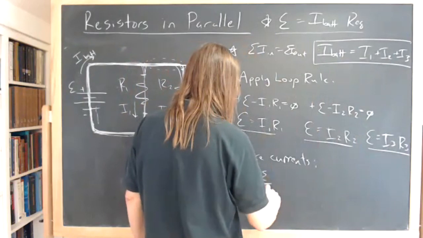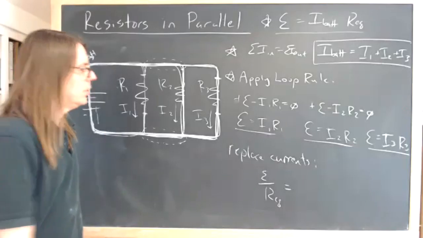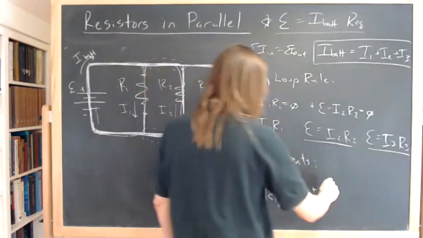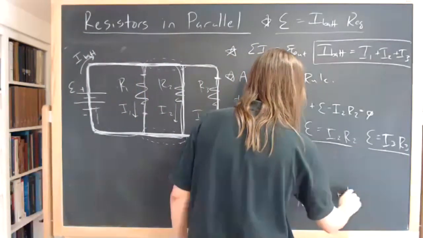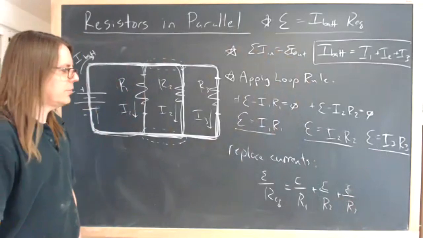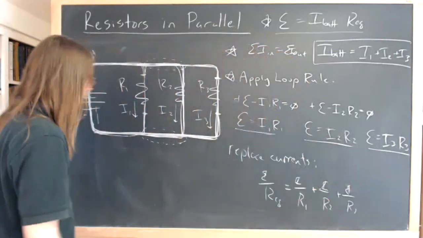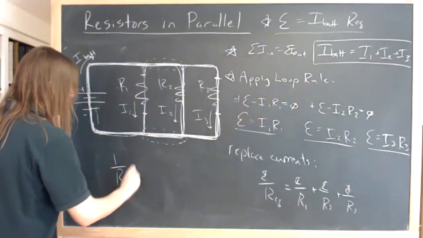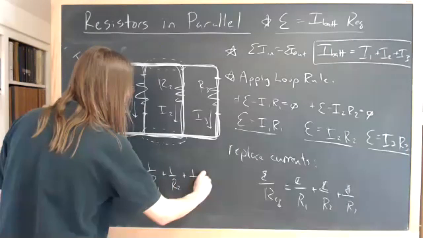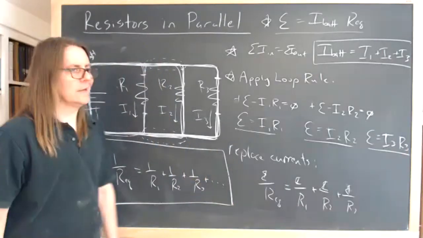I_BAT is EMF over R equivalent, that's the total current coming out. I1 is the EMF over R1, I2 is the EMF over R2, and I3 is the EMF over R3. And then you start to see the formula, perhaps you have seen before: cancel, cancel, cancel, they all have a 1 over them. And you get 1 over R equivalent is 1 over R1 plus 1 over R2 plus 1 over R3, and if there were more, it would continue like that.